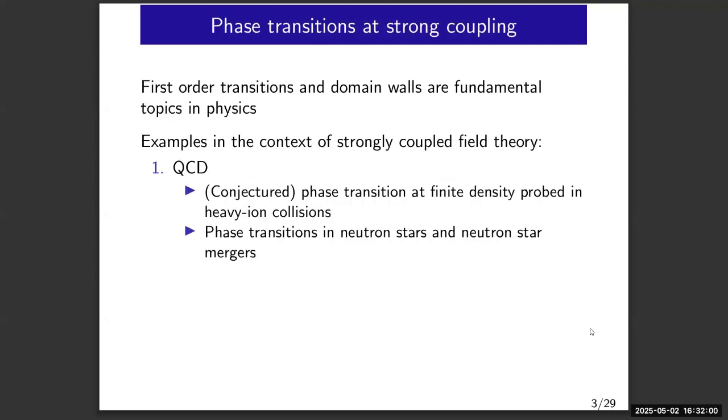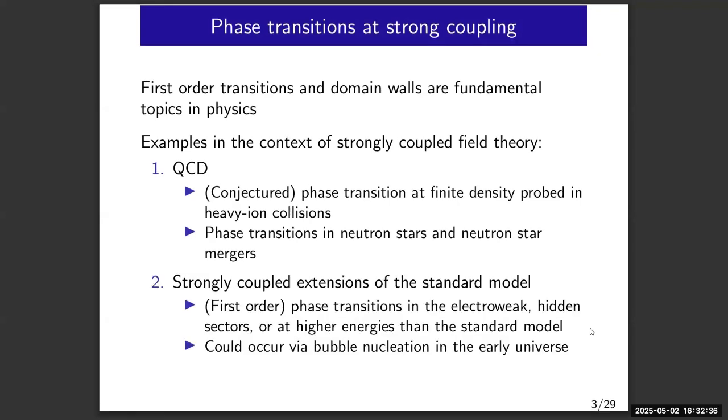First order phase transitions and domain walls are fundamental topics in physics. Examples in the context of strongly coupled field theory are in QCD, where we don't really precisely know what is happening, but there is a conjectured deconfinement phase transition at finite density in the QCD phase diagram, which can be probed in heavy ion collisions, maybe at lower density. Phase transitions could also happen, or several phase transitions could happen, at higher densities and could be probed in neutron stars and neutron star mergers.